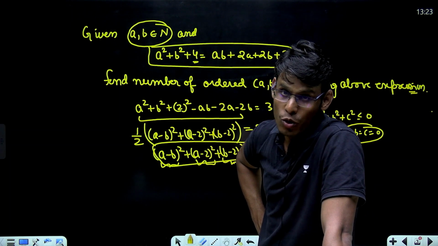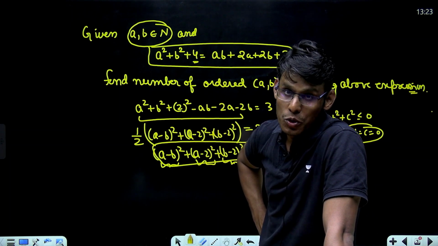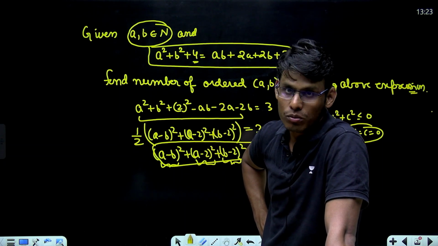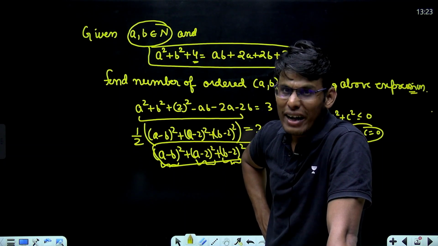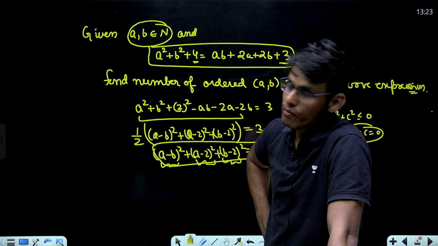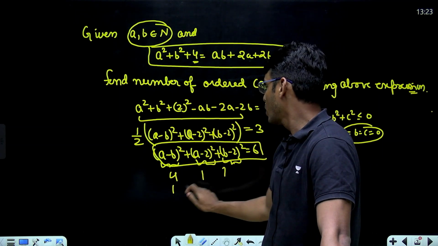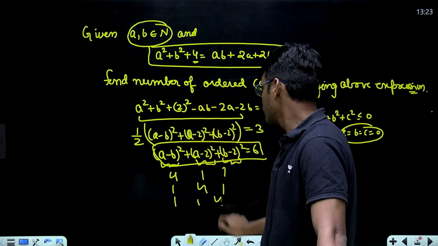0, 0, 4, no. 0, 2, 4, no. 2 is not a perfect square. 2, 2, 2, no, 2 is not a perfect square. 1, 1 and 4. 3 perfect squares adding up to 6. 4, 1, 1; 1, 4, 1; 1, 1, 4.